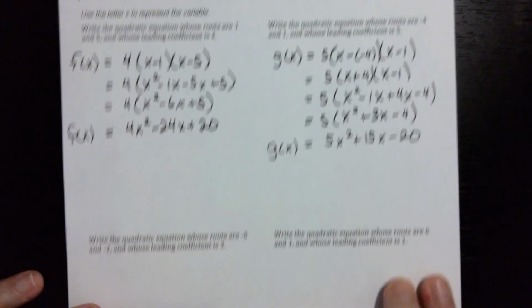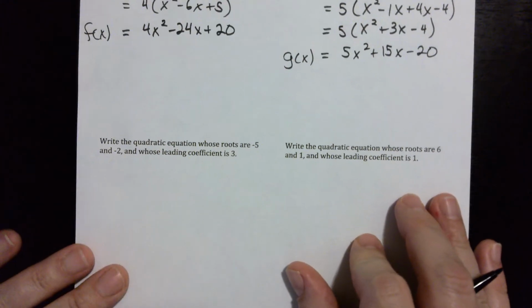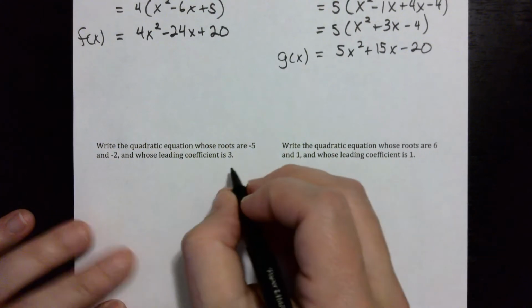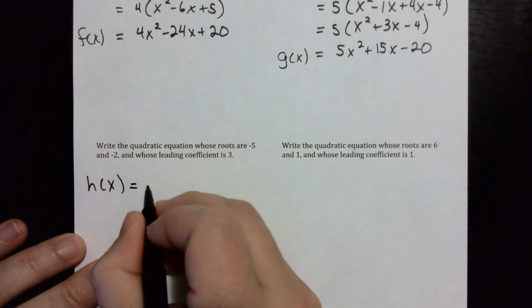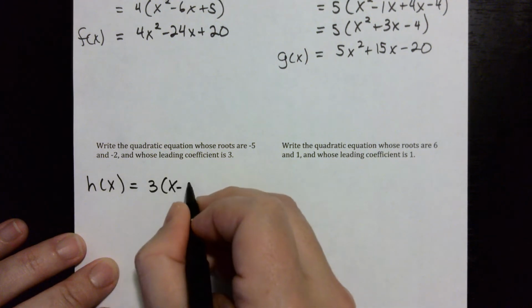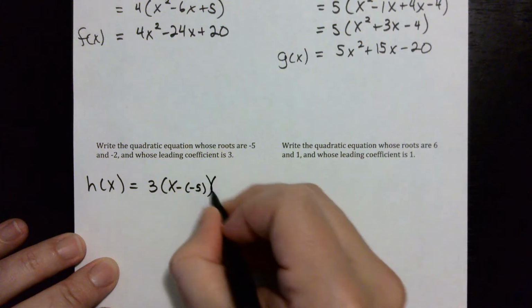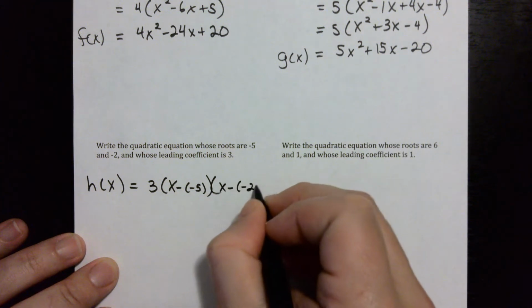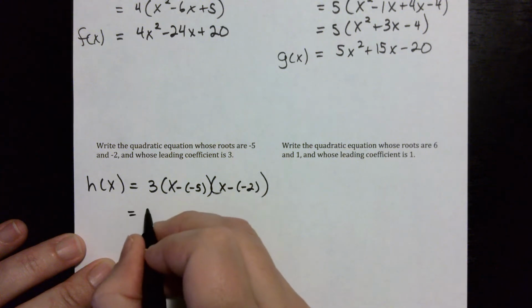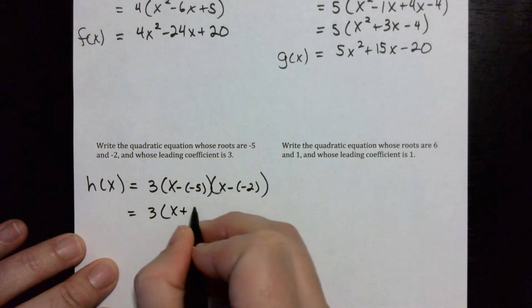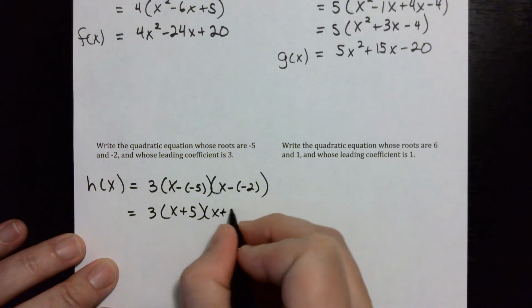Okay, let's look at this one. Write a quadratic equation whose roots are negative 5 and negative 2. Leading coefficient is 3, so I'll call this one h of x. Leading coefficient is 3, x minus a negative 5, and x minus a negative 2. Okay, minus and a minus make plus on both of those. So it'll be 3 times x plus 5, x plus 2.